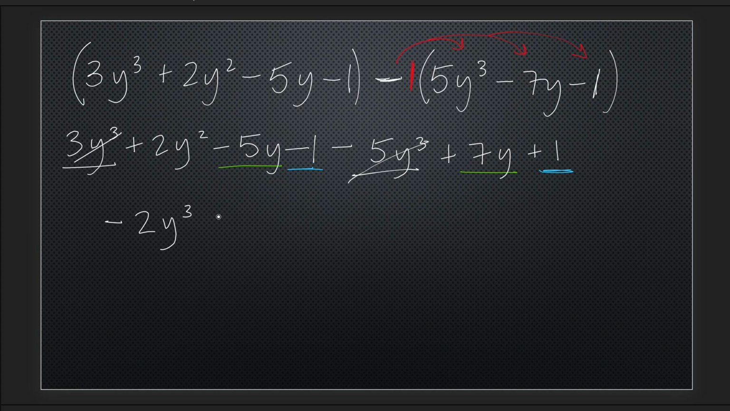Then plus 2y squared. Then you have negative 5y plus 7y, so that's plus 2y. And then you have negative 1 plus 1, they cancel each other out. They add up to 0. So this is your answer, that's it. That's what you should find in the multiple choice.